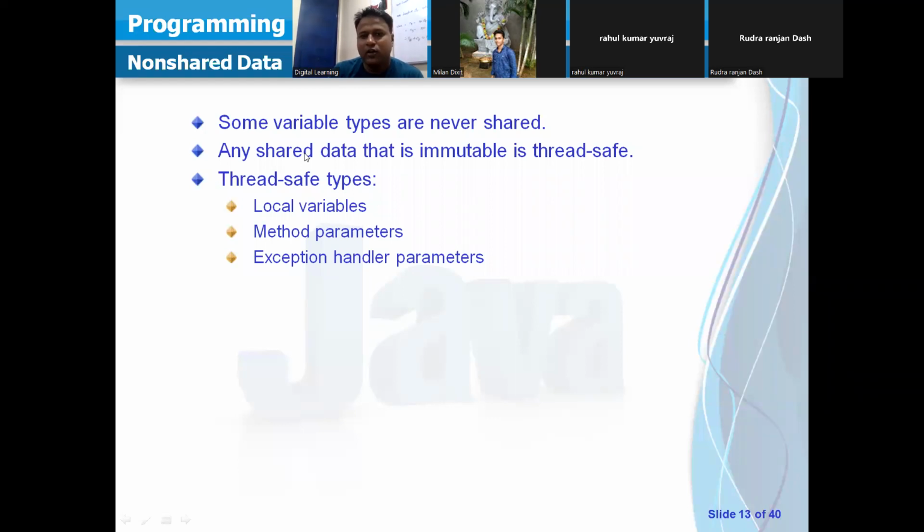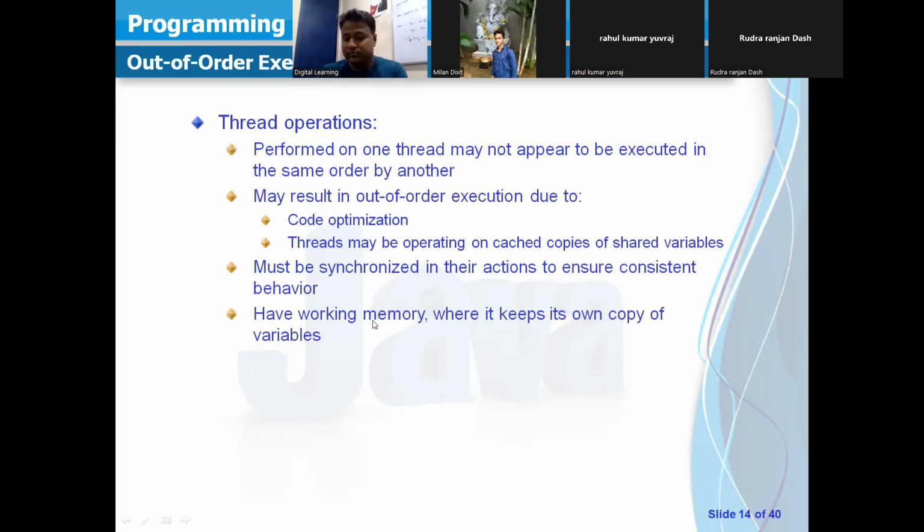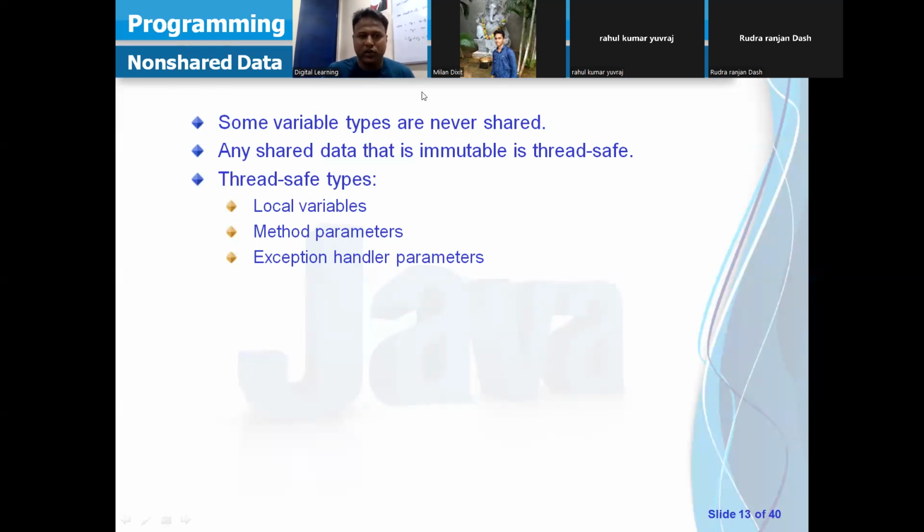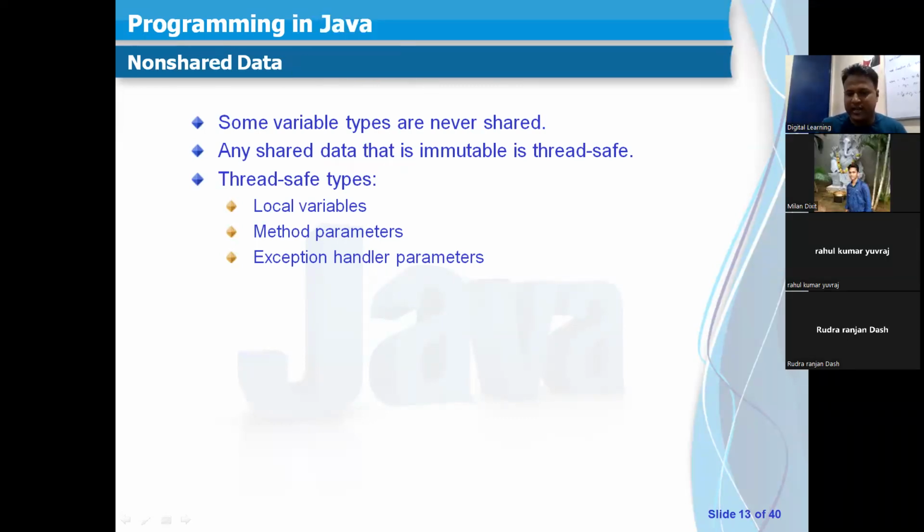As you know, a local variable, the variable you define inside a function, is not shared. The parameter inside a method remains valid only inside the method. And next is the exception handler parameter. So these are the three variables which are never shared, or immutable. Local variable, method parameter, exception handler parameter. These are called thread-safe type variables. Example of non-shared data.